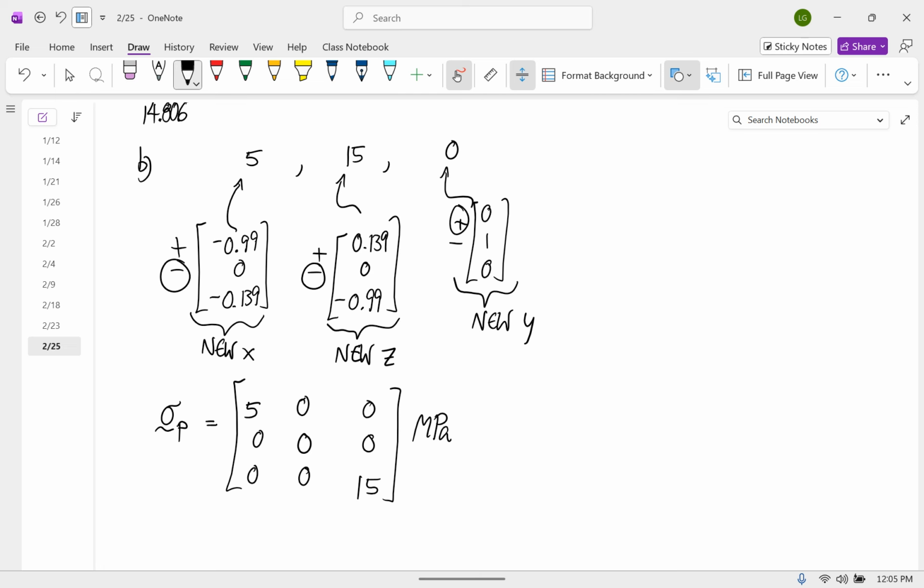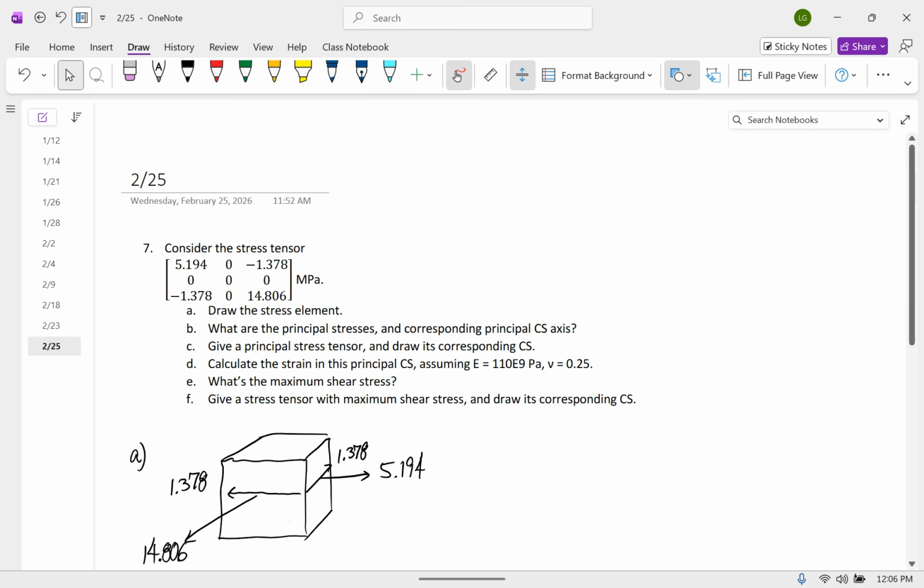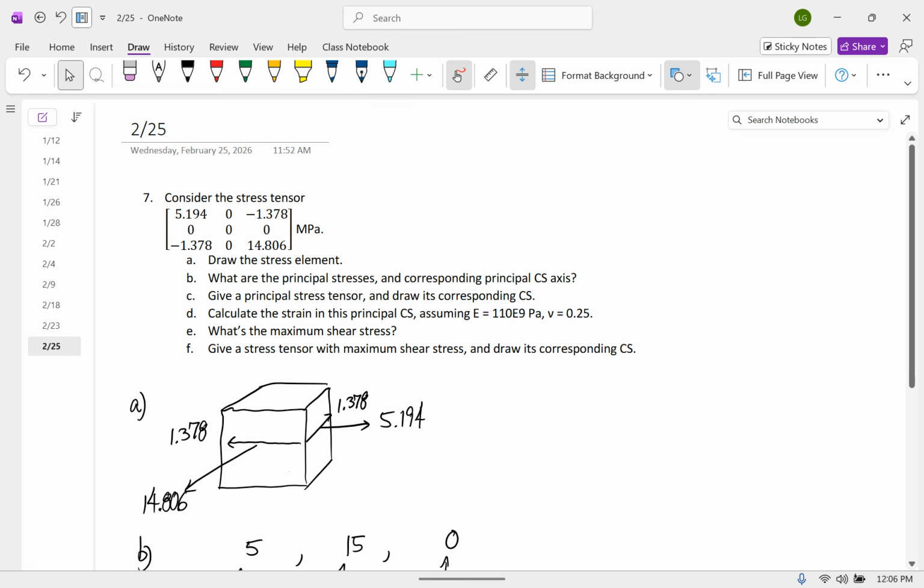You don't have to do it like that. You could put these in any order and use those plus or minus axes to be any axis you want. But I think it's a little easier to visualize what's going on if it stays close to your old coordinate system. Okay, so we have that. We gave the principal stress tensor.